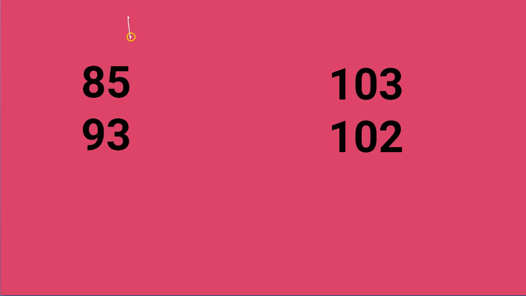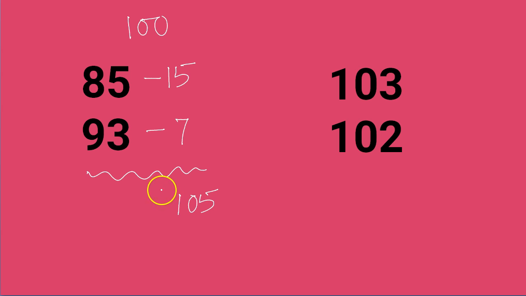So first thing is our base. In this case also the base is 100 because 85 and 93 both are near to 100. 85 is 15 less than 100 and 93 is 7 less than 100. So the first thing that we need to do is multiply 15 and 7. So 15 times 7 is 105. That's all about our right side part.